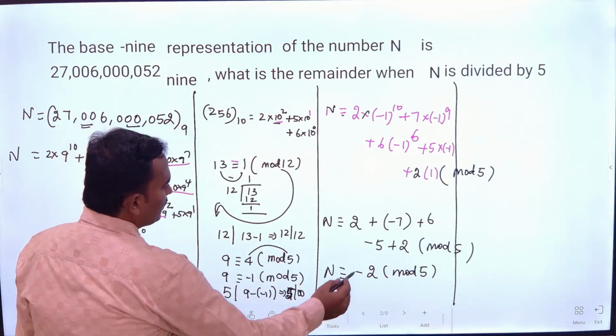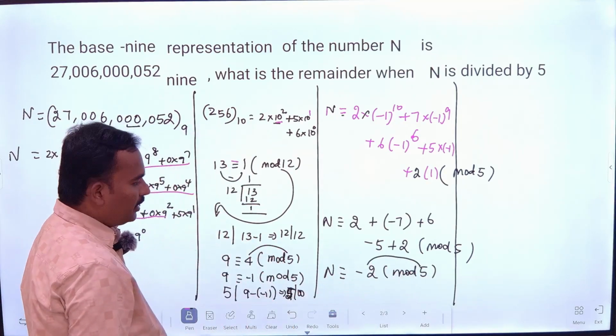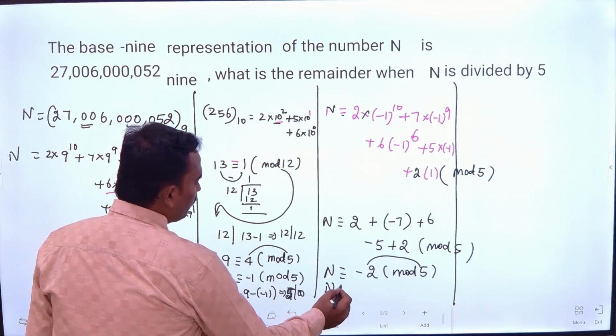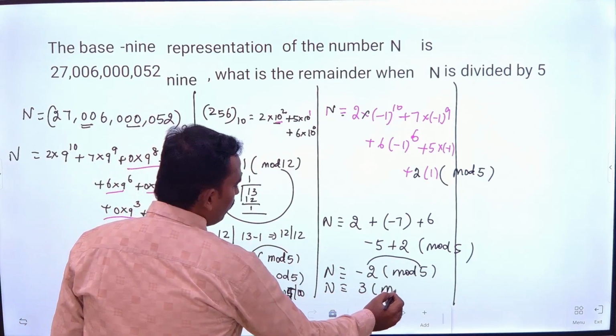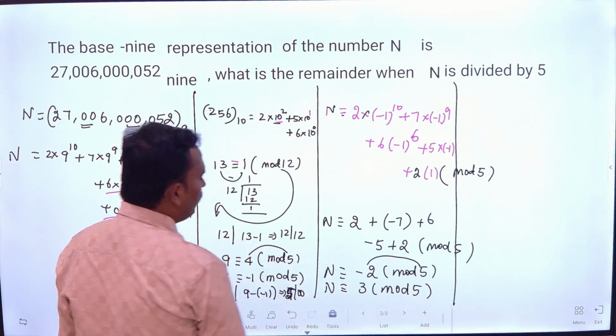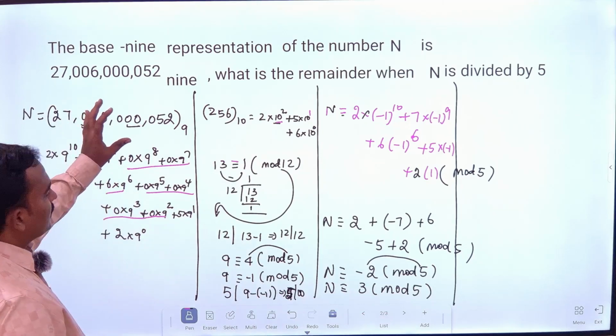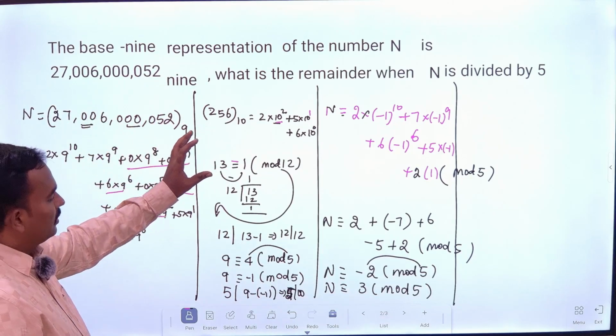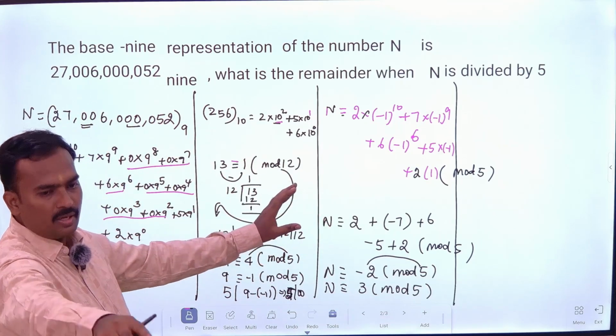You know that this difference, you can see this is 3. Equivalently, in the positive form, how to write, it is congruent to 3 modulo 5. So therefore, when n is divided by 5, the remainder will be 3.